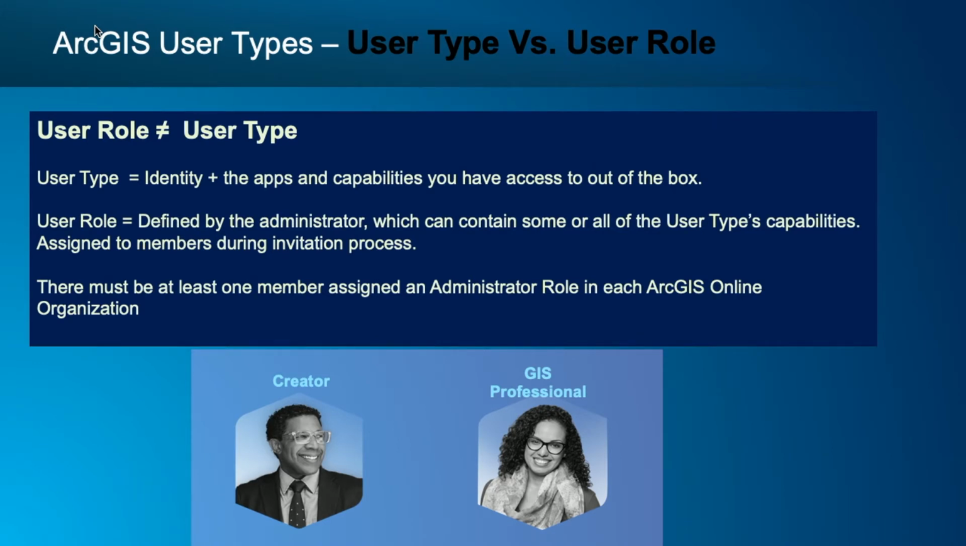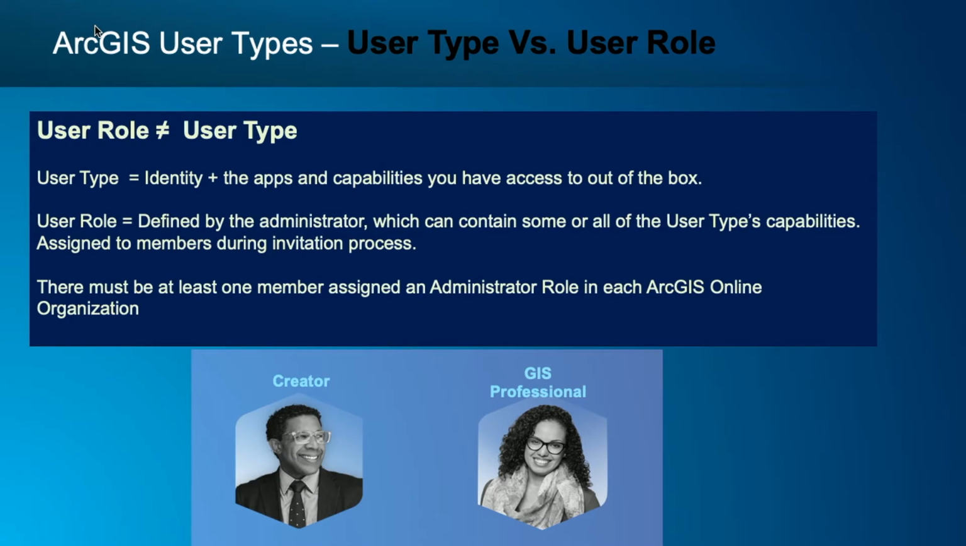And then I wanted to talk a little bit about the difference between a user type and a user role. A user role is not necessarily a user type. Now, a lot of the user types that we have created are based off of roles and personas within organizations, which usually has similar wording to roles, but they have a different purpose. So a user type is the identity and capabilities that you or your users have access to out of the box. So it's kind of the open slate.